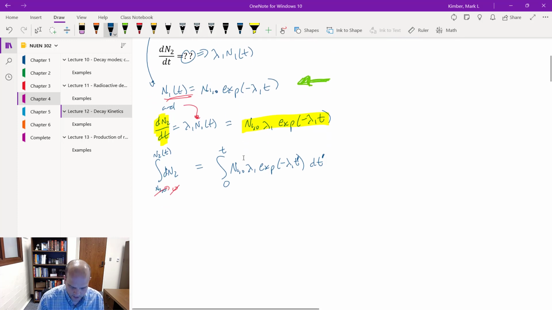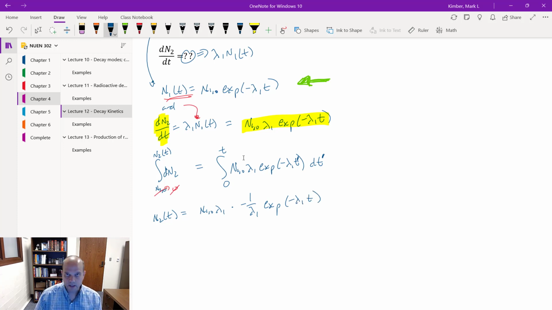So we get n2 of t on the left hand side, and on the right hand side everything in here is a constant, so this just still becomes n1 0 lambda 1 times, and then we're going to integrate this: negative 1 over lambda 1 times the exponential of negative lambda 1 t. That is the integral of my exponential of minus lambda 1 t, and then I evaluate that from 0 to t.